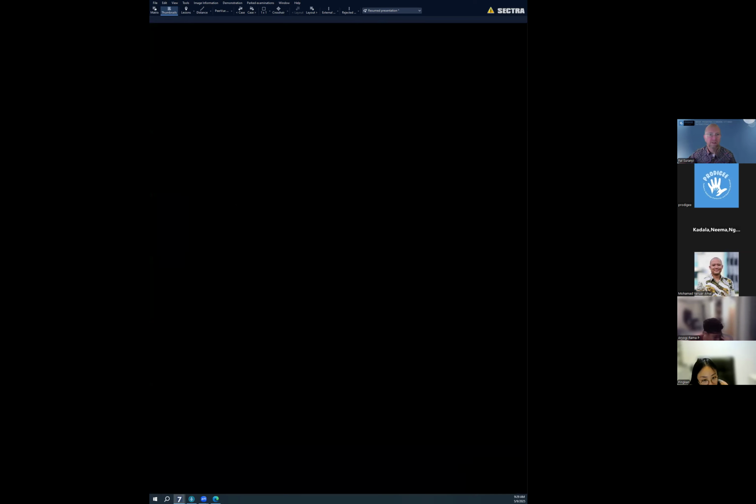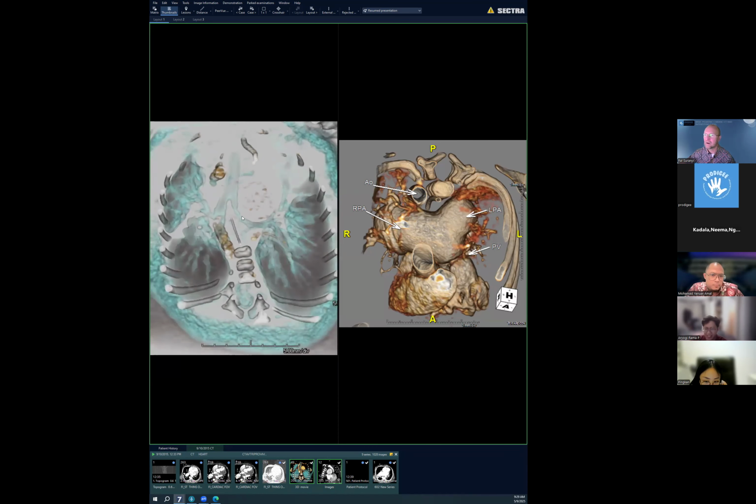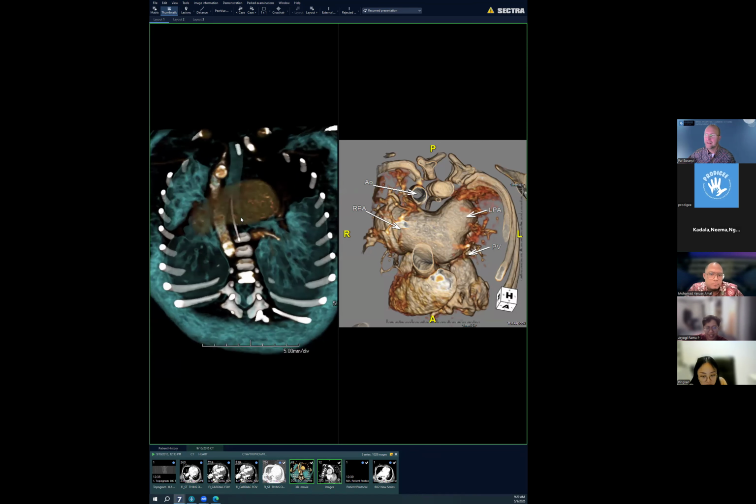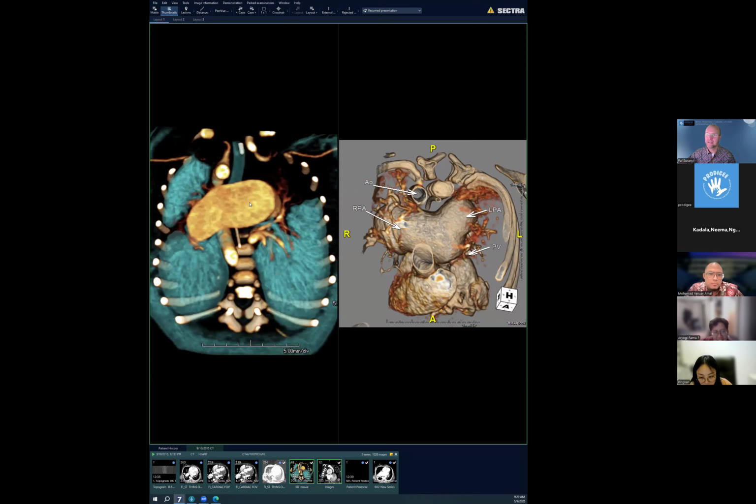Let me show you two more tetralogy cases. This is a newborn child where we have these fancy 3D volume rendering images. You can immediately see that both sides, both airways, are significantly compromised. And as we're changing the volume rendering, you will see that the culprit is actually markedly and massively dilated pulmonary arteries.